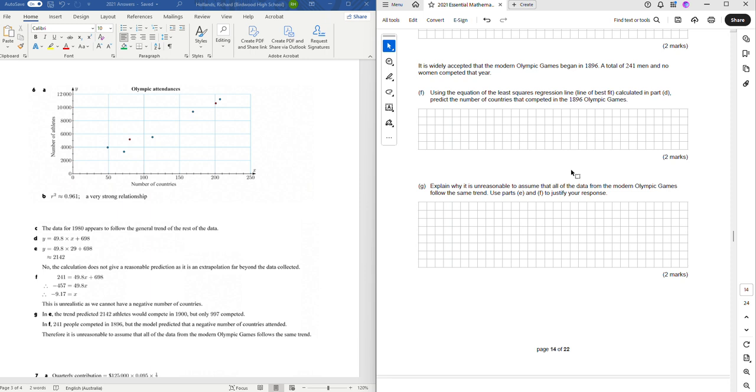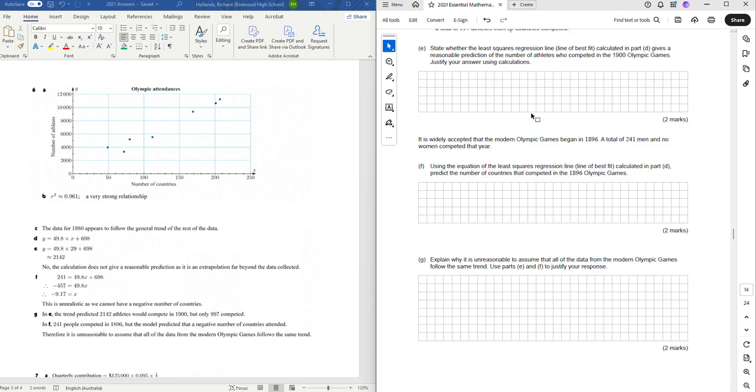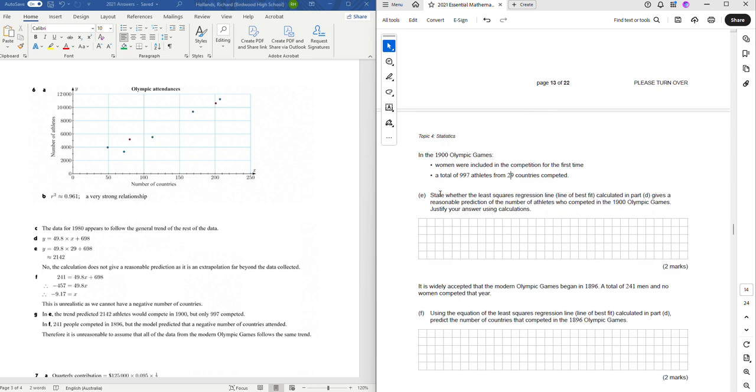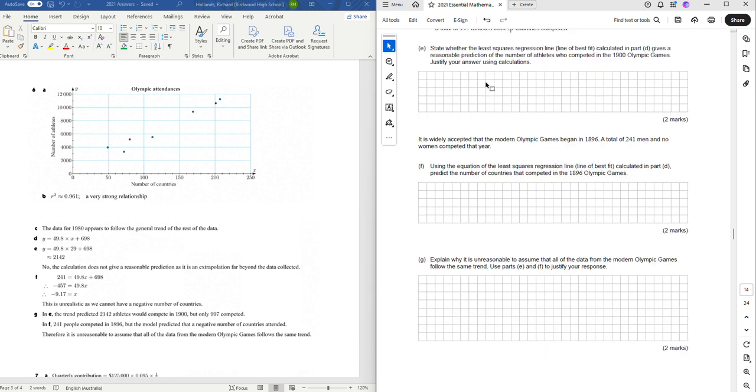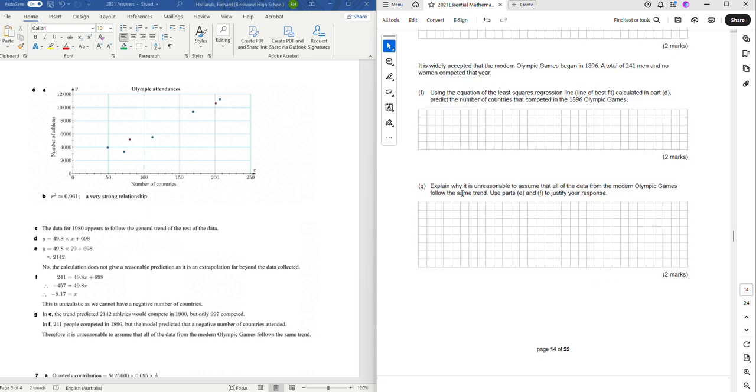Explain why it is unreasonable to assume that all data from the modern Olympic Games follows the same trend. Well, in E, we predicted that 2,142 athletes participated, when in actual fact it was only 997. And in F, it said that there was a negative number of countries attending, therefore it's unrealistic. That's all it's asking you. So we're just using what we've calculated in the last two, how it seems a bit strange. E doesn't match what we've calculated, and F can't be possible. So that's why it is unreasonable.